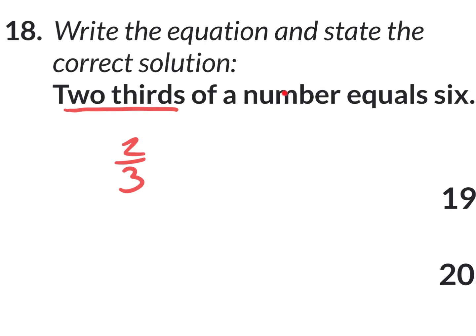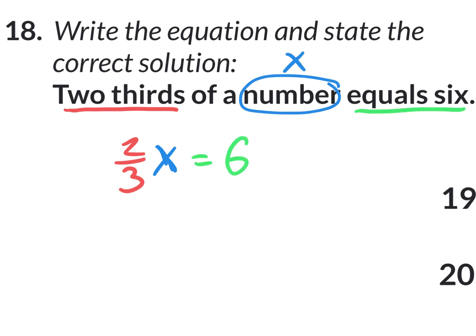So 2/3 of a number. Okay, well, what variable do we use to represent any number? We use the variable x. So we have 2/3 x, and then it says equals 6. There's your equation, 2/3 x equals 6. Let me write it all in the same color, 2/3 x equals 6.